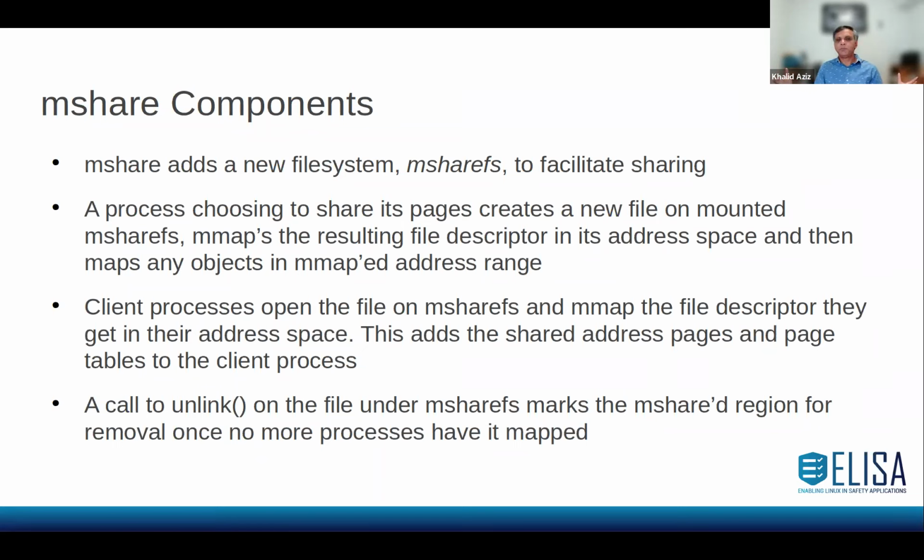And say at some point it's done with the sharing. We want to tear down this entire shared address space. Fairly straightforward. You just call unlink on the file that was created under msharefs, which says when no one is using this region anymore, just tear this down. And that's what the kernel will do. It has ref counts to keep track of how many processes are using the shared region currently. When no one is using it any longer, it will tear down that space.